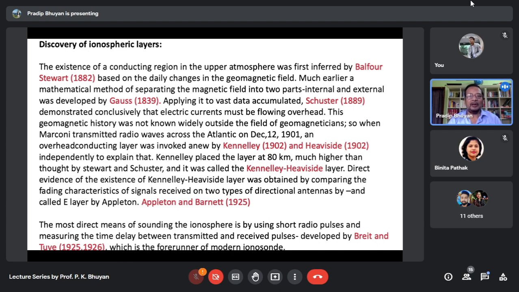They thought that it should be at an altitude of about 80 kilometers. And because they came up with this first, that layer was termed the Kennelly Heaviside layer. Direct evidence of the existence of the Kennelly Heaviside layer was obtained by comparing the fading characteristics of signals received on two types of directional antennas, and it was called the E layer by Appleton, Sir Edward Appleton. He was also a Nobel laureate.